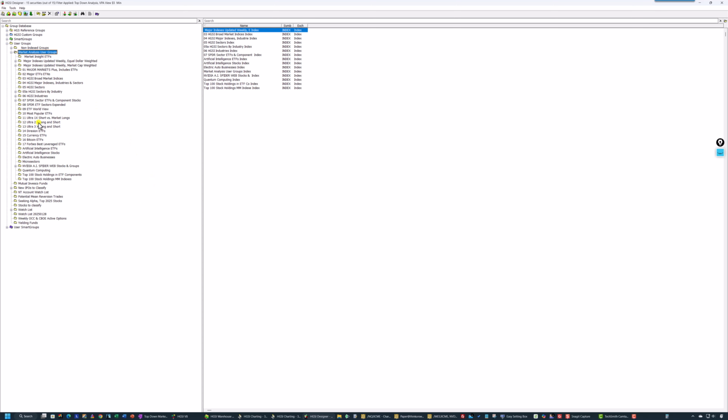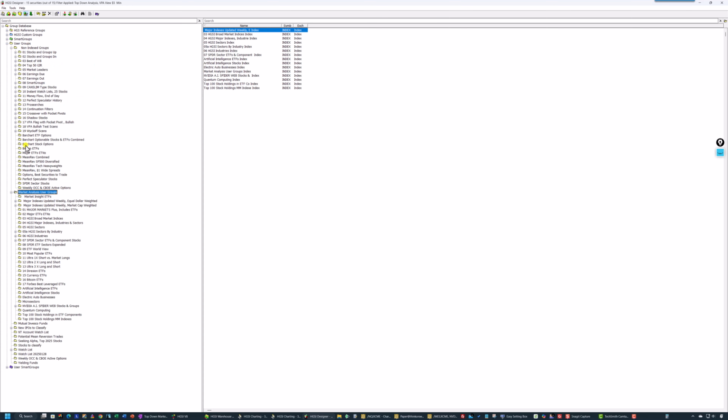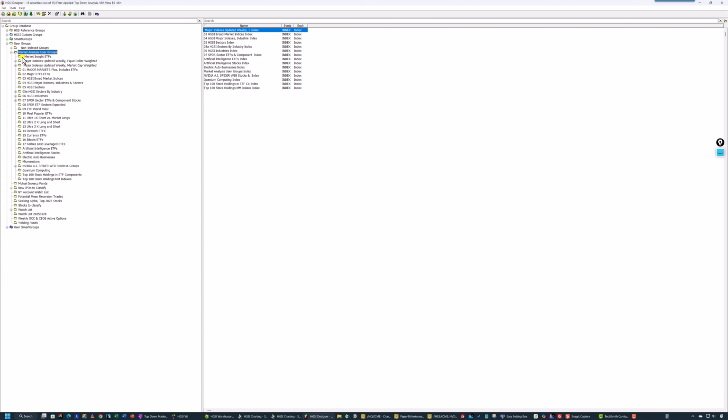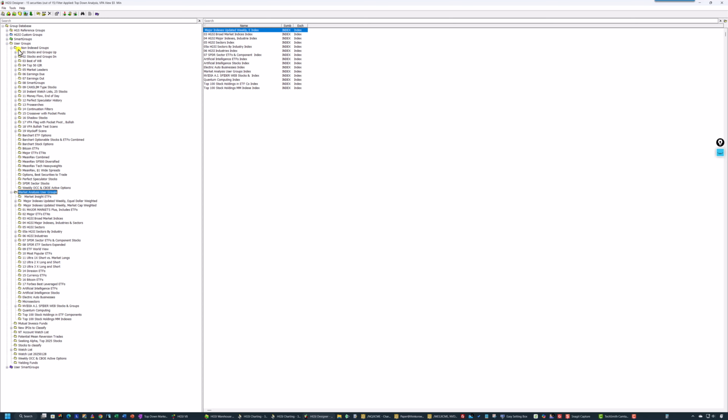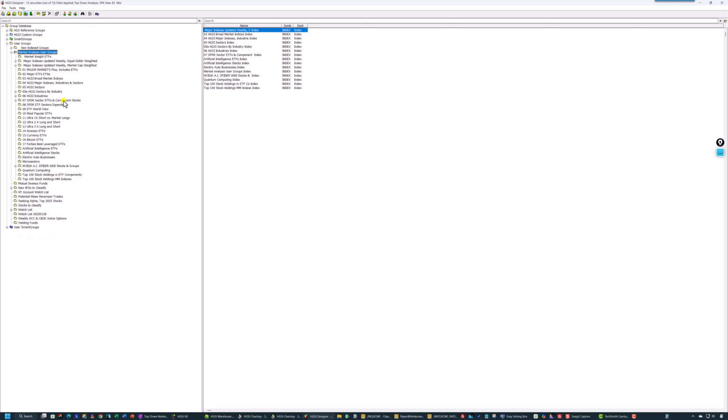But there is a tremendous amount of information that's available to us in these market analysis user groups. Now, these are the non-index groups where I have a data repository so I can go back and do some back testing and so on. But here's where I begin. It's at the very top, the top folder, Market Insight ETFs. What I've done is I've compiled this list of ETFs, which gives me a good feel for what happened at the end of the market day on the prior day.